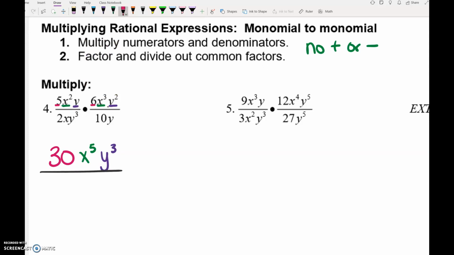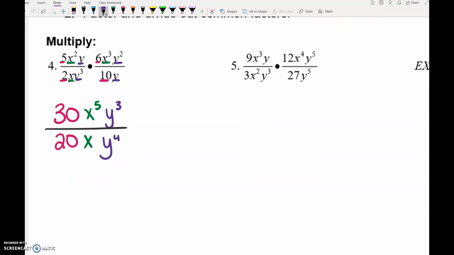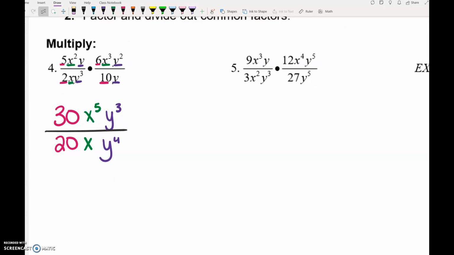On the bottom, I'm going to do the same thing. 2 times 10 is 20. X times, there's just the x. And y to the third times another y would be y to the fourth. Do you remember this from chapter 5? This is definitely a review from chapter 5 when we did properties of exponents.